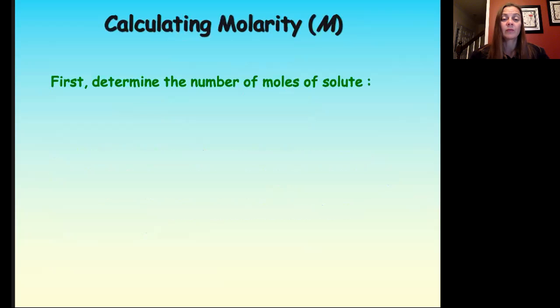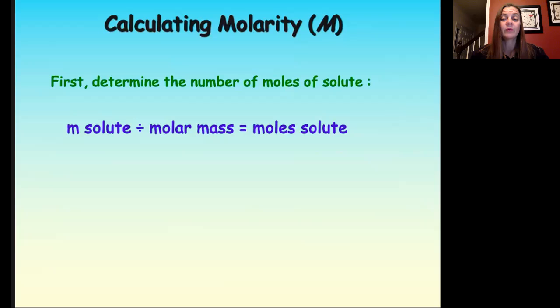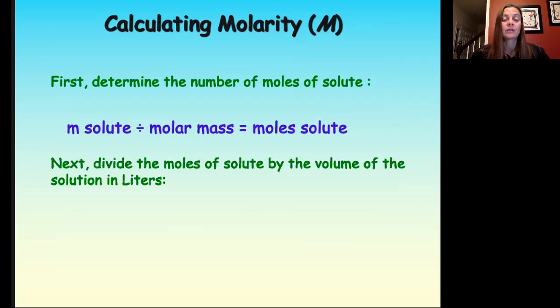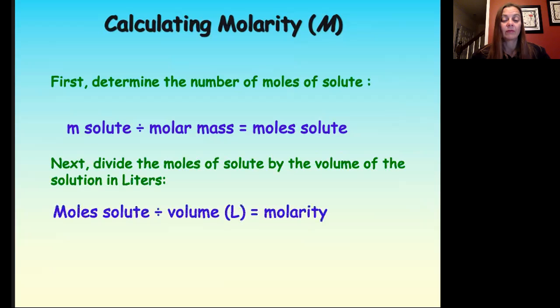In order to calculate molarity, the first thing we have to do is figure out the number of moles of solute. If we're given the mass of the solute, we're going to divide by molar mass in order to find the moles of solute. And then we're going to divide the moles of solute by the volume of the solution, making sure that volume is in liters, and that will give us molarity.